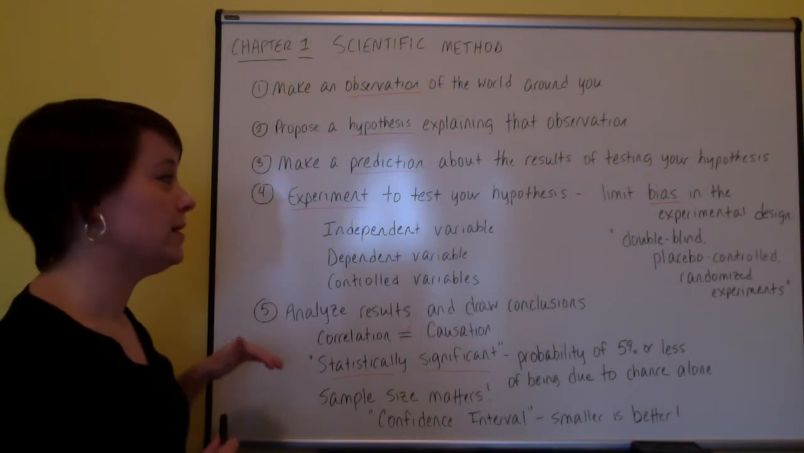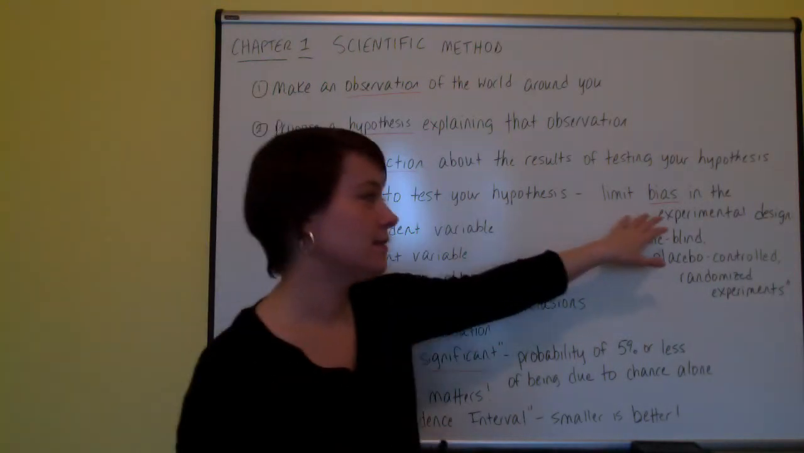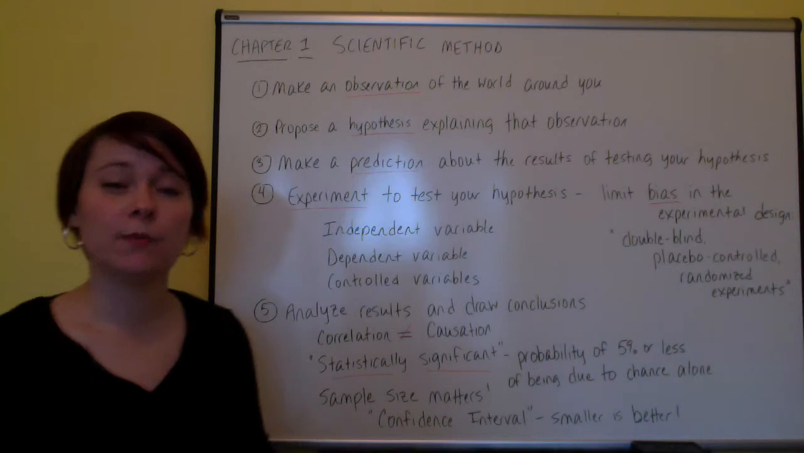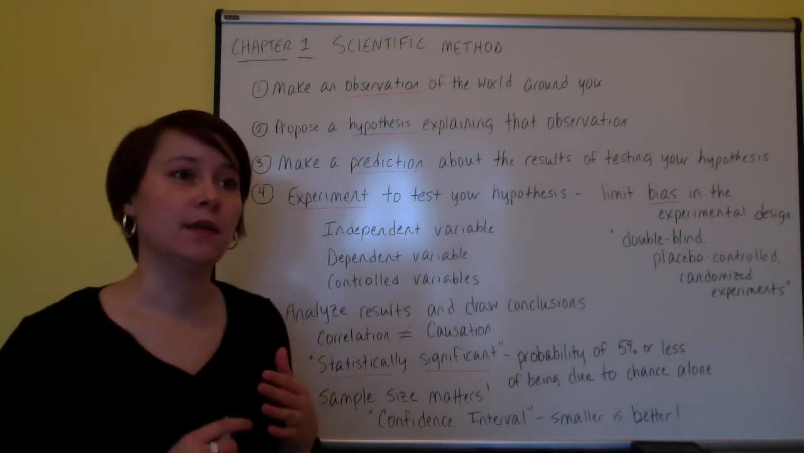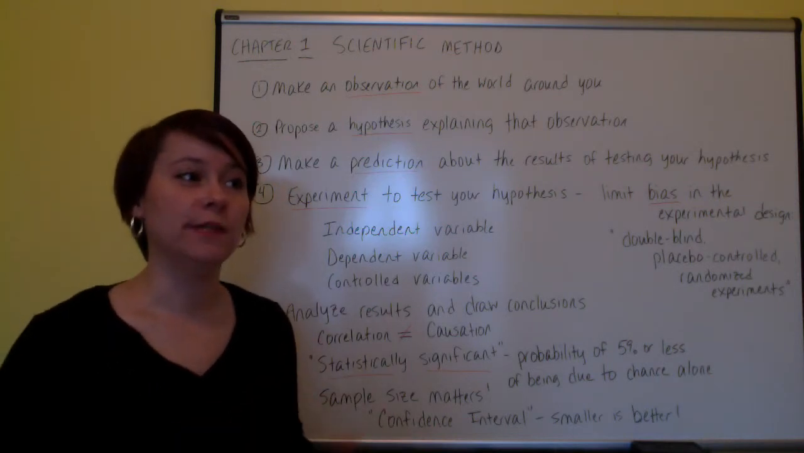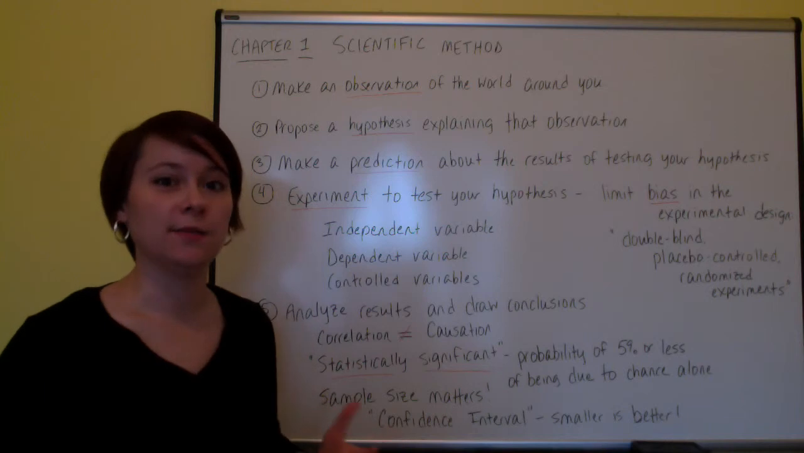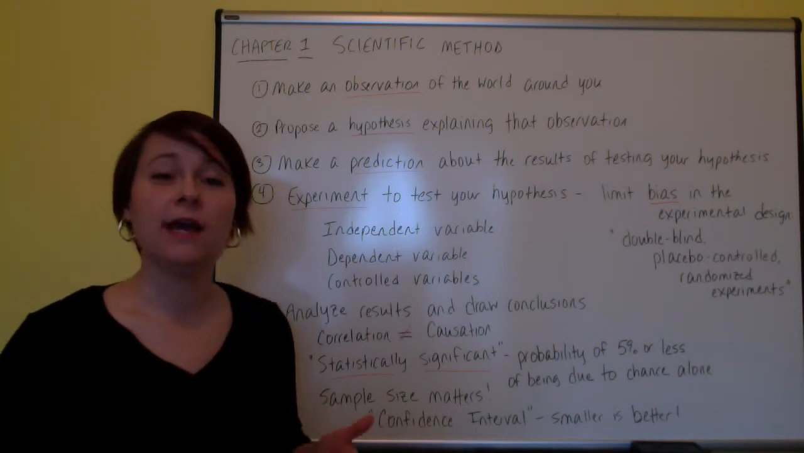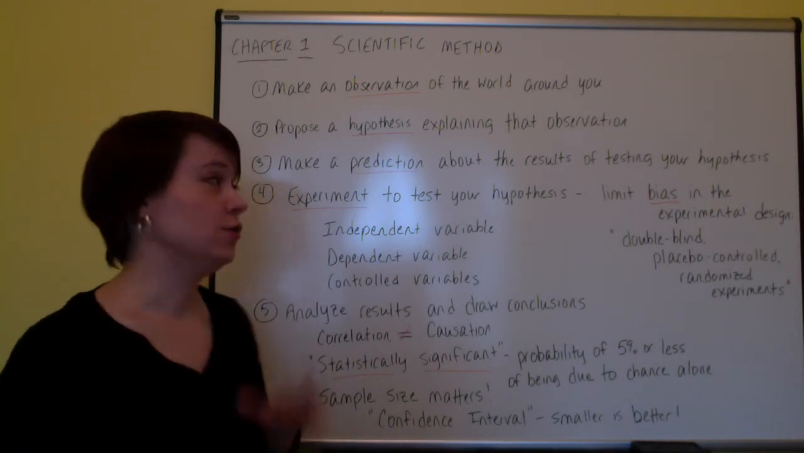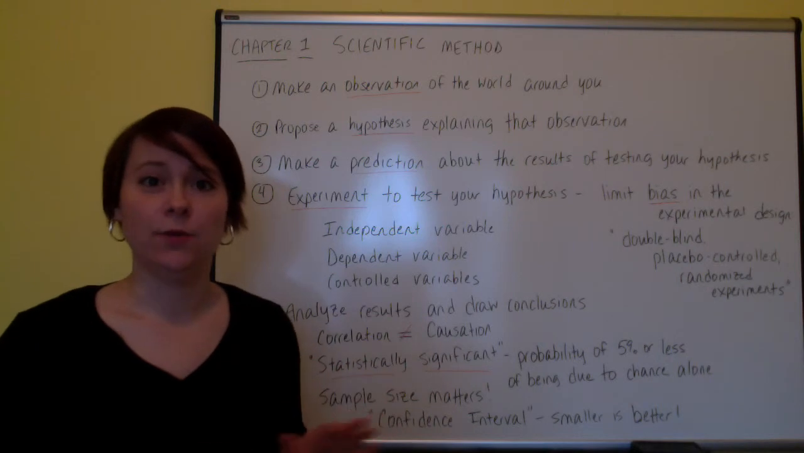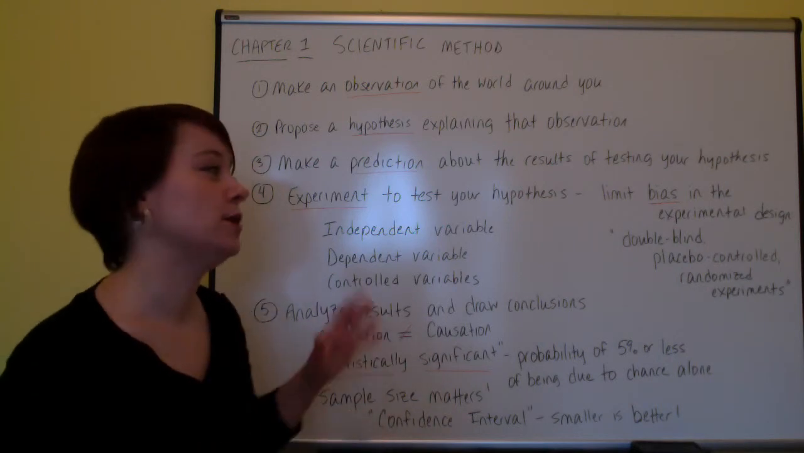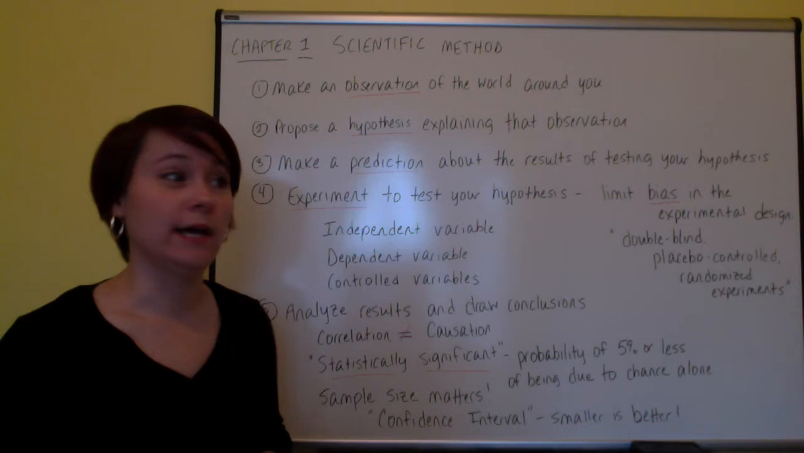A good experiment is going to limit bias as much as possible. Remember that bias is the attitude of the experimenters or the people participating in the experiment and how that's going to affect how they interpret the results. So you don't want bias. Bias is a bad thing. You want to limit that as much as you can because you want to just look at the data and see what the data shows.